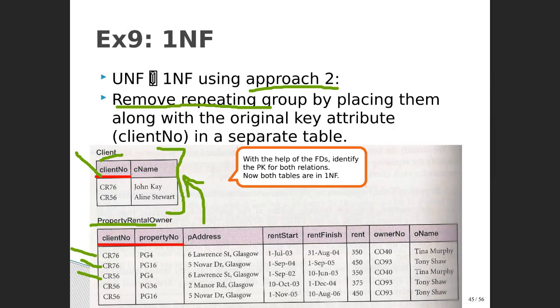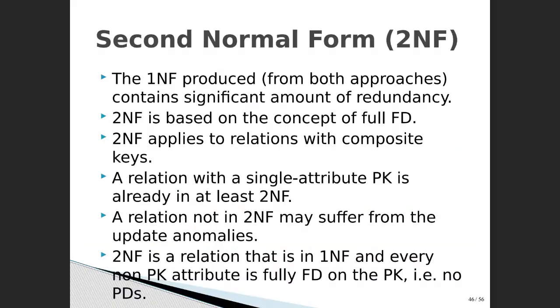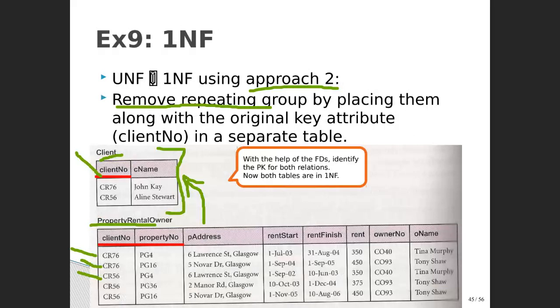All right, so this is the second approach: remove the repeating group and place it in a separate relation along with its key. Now let's talk about the second normal form, how we can convert this relation into its second normal form. There is no problem with the client relation, so let's focus on the relation at the bottom, property rental owner.